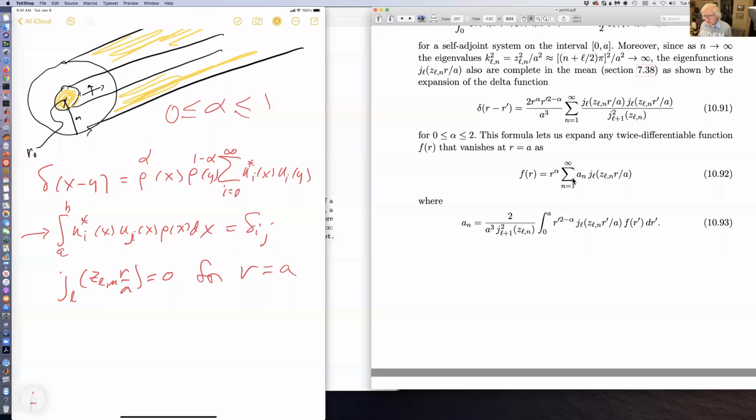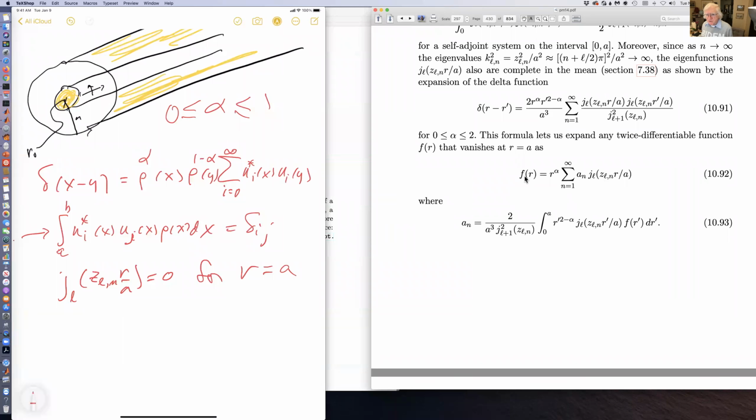So we can write an arbitrary function that's twice differentiable, vanishes at r equals 0 and r equals a, as r to the alpha times this sum. Actually, I think alpha should be 2. So let me just recall that. What are we supposed to have here? Oh, well, I've already written it in this way. Okay, so I'm taking advantage of this very general expression.